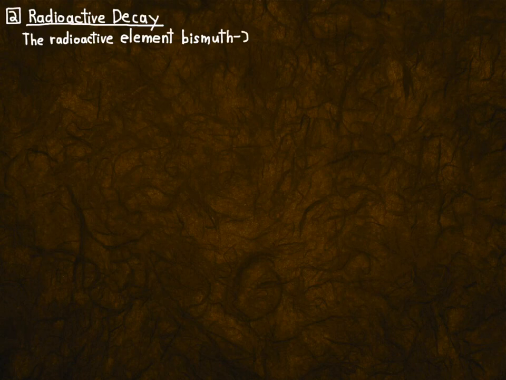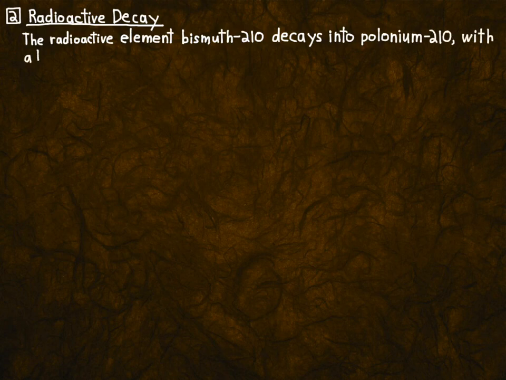Another common problem with exponential functions is radioactive decay. So that's going to be exponential decay, not too surprisingly. The radioactive element bismuth-210 decays into polonium-210 with a half-life of 5 days.